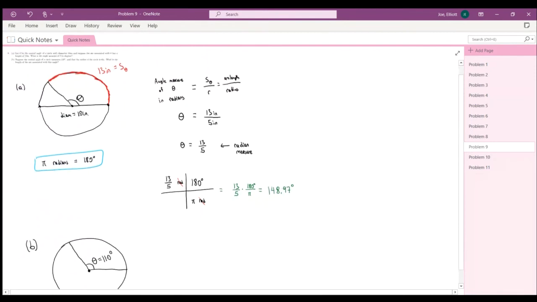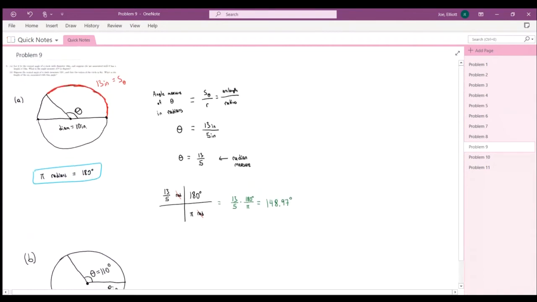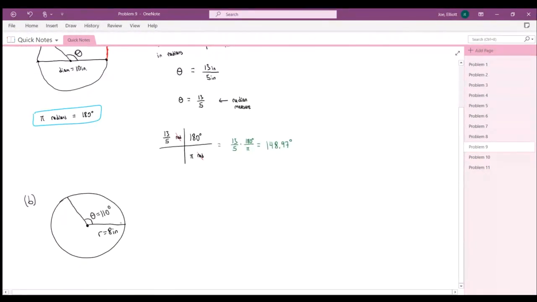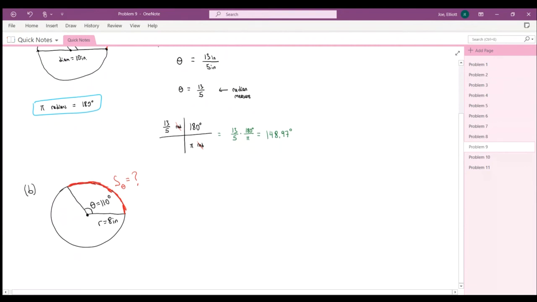We're also given the radius of the circle is 8 inches. So we know the radius is 8. We want the length of the arc. So here's the arc associated with theta. We want to know the length of this. To figure out the arc length, we can use the same formula as before, except rearranged. So we'd have s, it's r times theta.